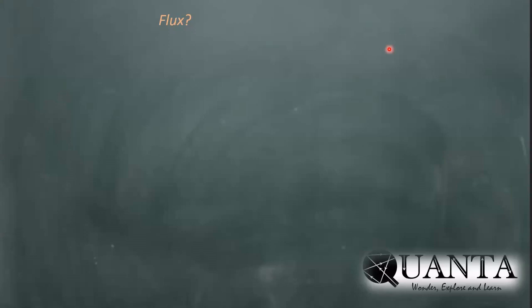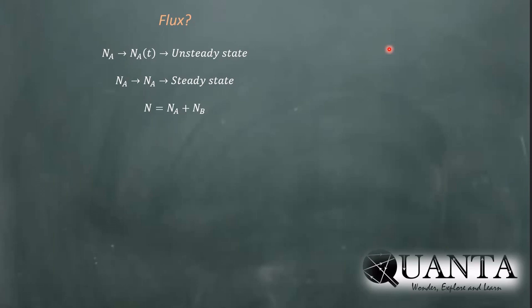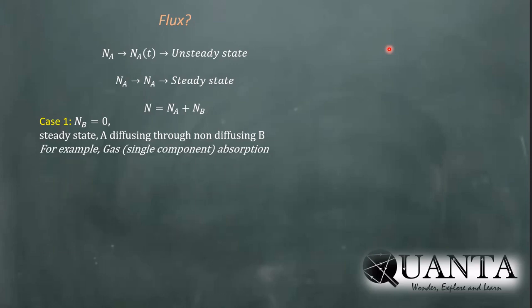There could be different cases of flux. If the flux is time dependent, that's unsteady state. If it doesn't depend on time, that's a steady state flux. And the total flux is always the sum of the component fluxes, as we have already seen. Consider case 1, in which we have steady diffusion of A through non-diffusing B. An example would be gas absorption. For example, a gaseous mixture has ammonia as one of the components, and the single component ammonia is absorbed in water. So that's the case 1 example.